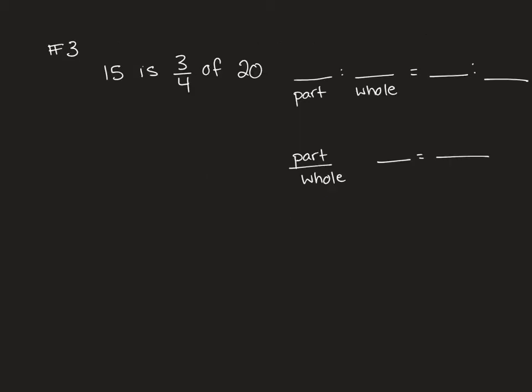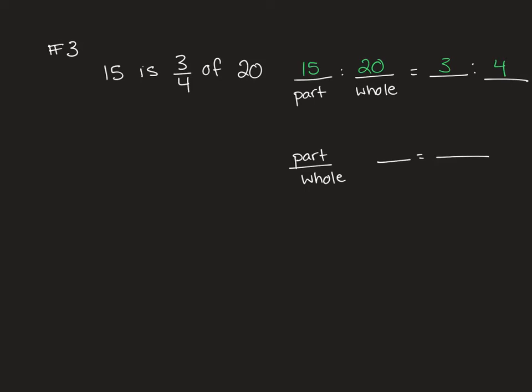Question 3 is similar, but we're going to break this down again. So 15 is 3/4 of 20. So our first ratio in the part whole is going to say 15 to 20. And then we can convert our fraction 3/4. So our second ratio will be 3 to 4. Now we're going to turn these into fractions. So ratios can also be written as fractions if they're part over whole.